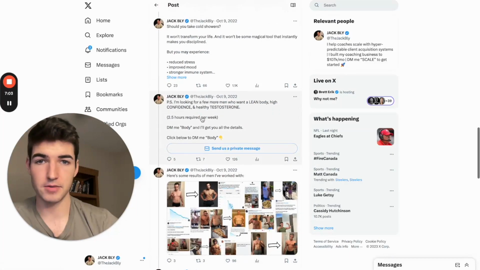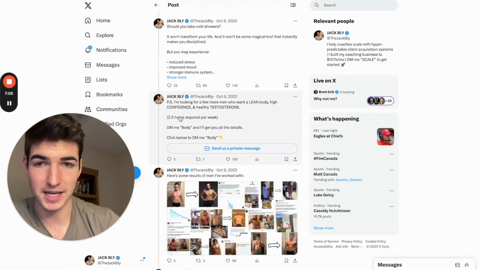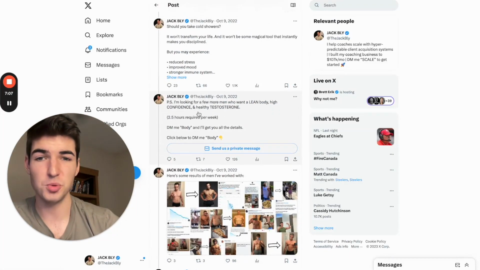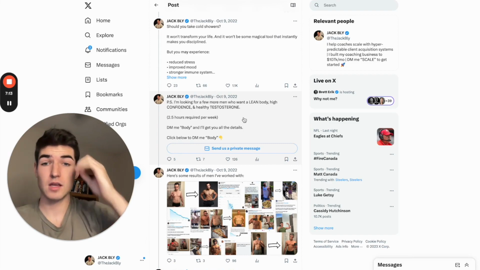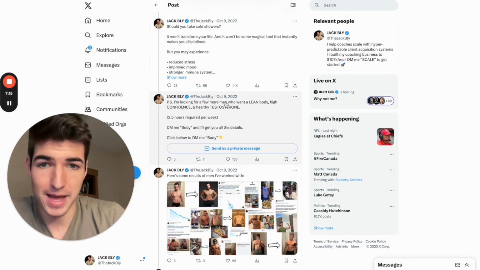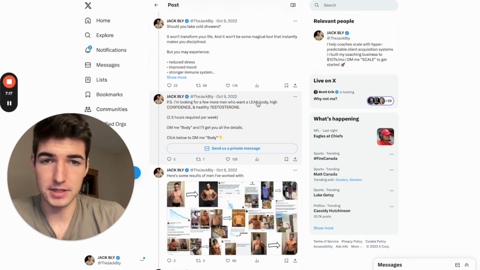So right here, PS, I'm looking for anyone who wants a lean body, high confidence, healthy testosterone. 2.5 hours required per week. DM me body. I'll get you all the details. Click below to DM me body. All right, so we have the avatar. The avatar is just men here. And then we have the dream outcomes: lean body, high confidence, healthy testosterone.